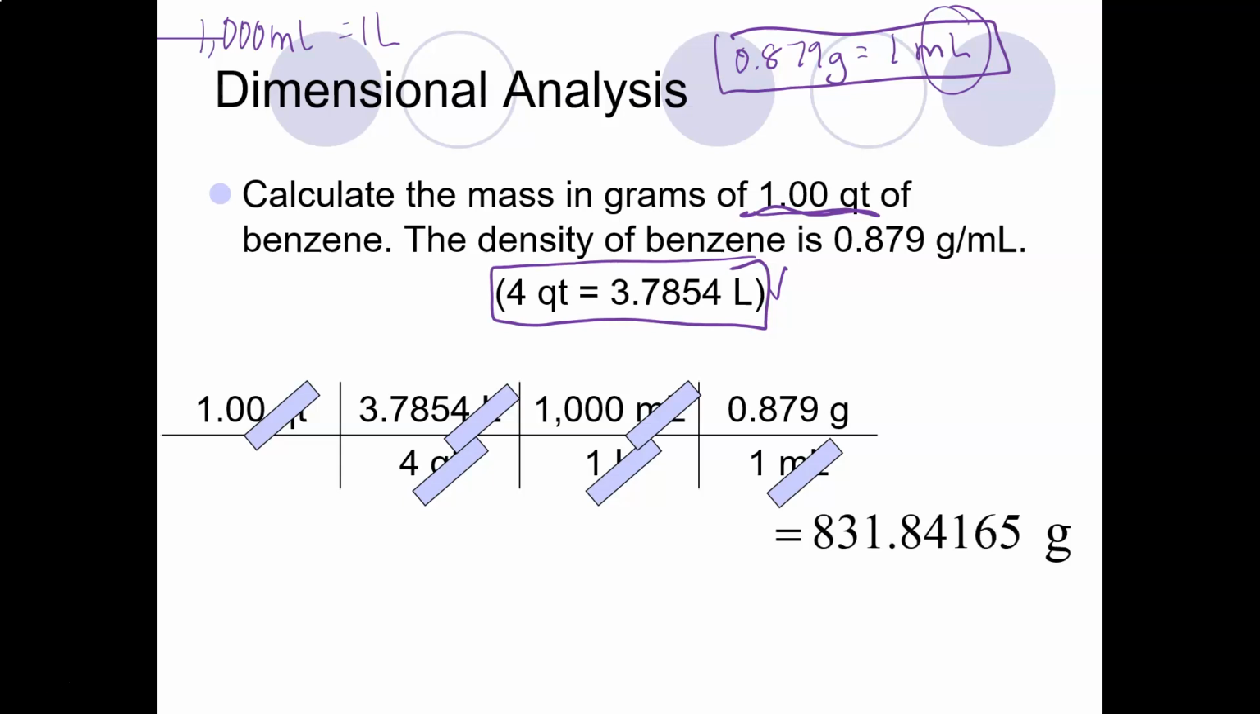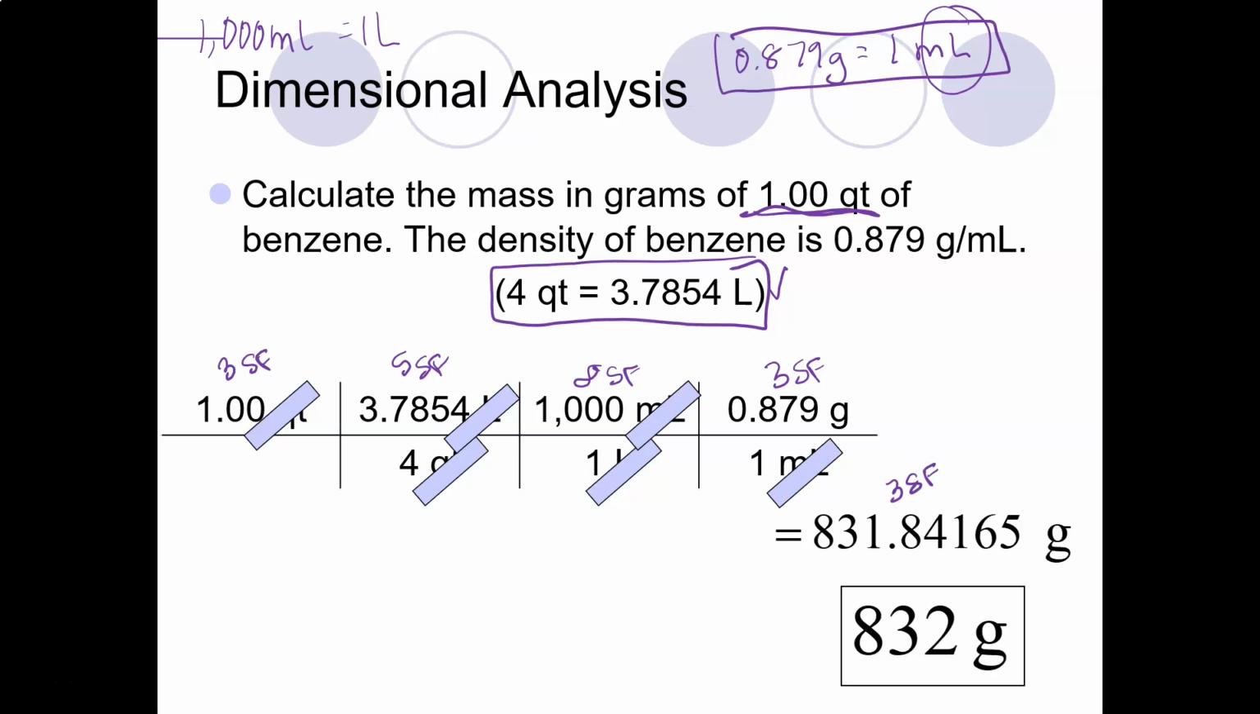Let's think sig figs. Okay, so 1.00 quarts. That has 3 significant figures. The zeros are significant because I have a visible decimal place. 3.7854 liters equals 4 quarts. 1, 2, 3, 4, 5 sig figs. This is an infinite number of sig figs. And this one would be 3 sig figs. So 3, 5, infinity, 3. Which one's the smallest? 3. So my answer should be 832 grams.